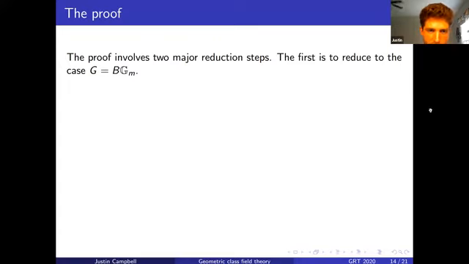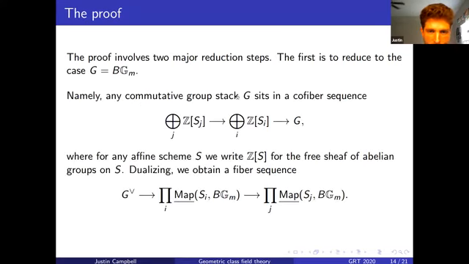So how does this reduction step proceed? There are probably a few different ways to do it. I think I originally conceived of a different argument, and now we'd like to do it in a different way, but let me sketch how that goes. Any commutative group stack can be resolved in the following way. It sits in a cofiber sequence as written here. This notation means that for any affine scheme S, I write Z adjoin S for the free sheaf of abelian groups on S. And then any commutative group stack can be resolved in this manner.